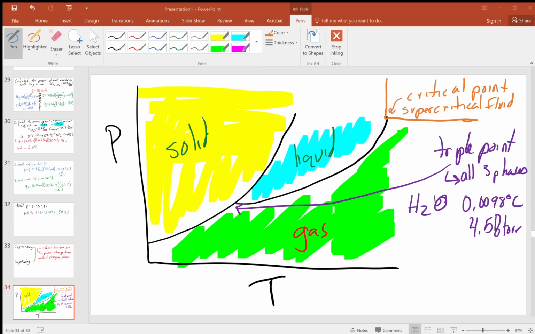So at this point, you should go to the next in-class exercise. I believe it's number 15, and you'll get some practice with some of these calculations involving heat transfers.